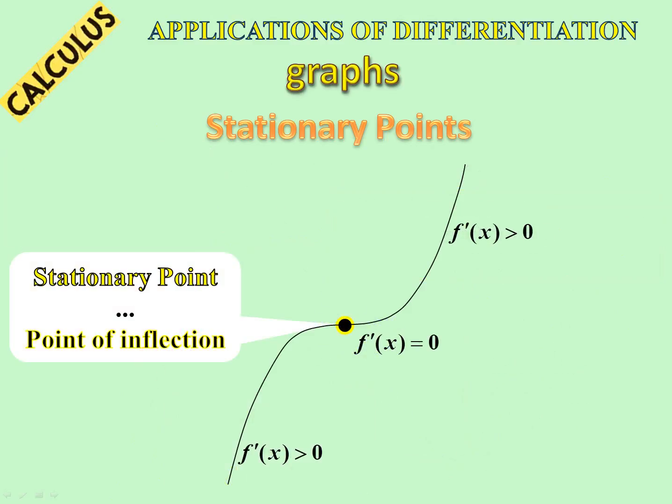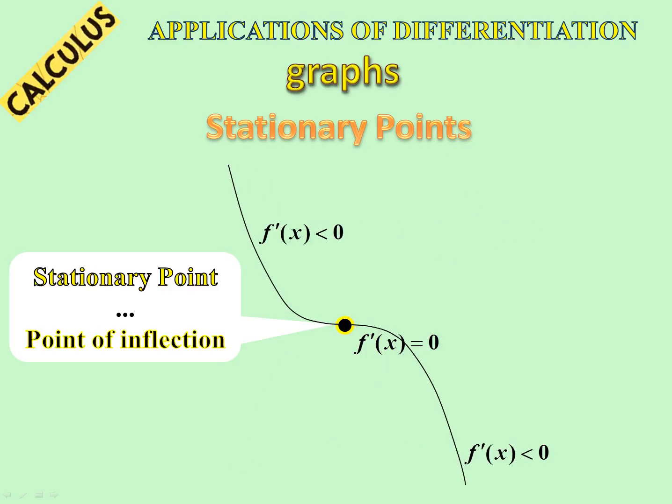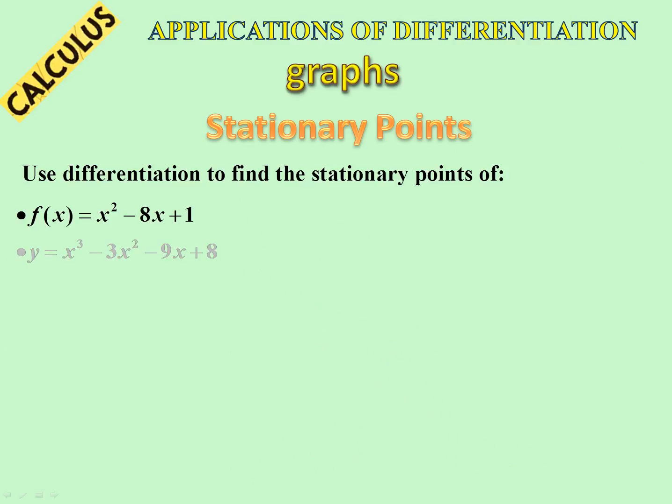Then there's also a stationary point, but notice increasing, then stationary, f prime x equals 0, and then increasing again. Or it can be the other way around, and that's called the point of inflection. Let's do a couple of examples.